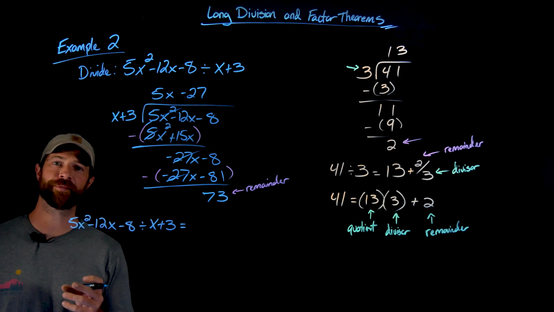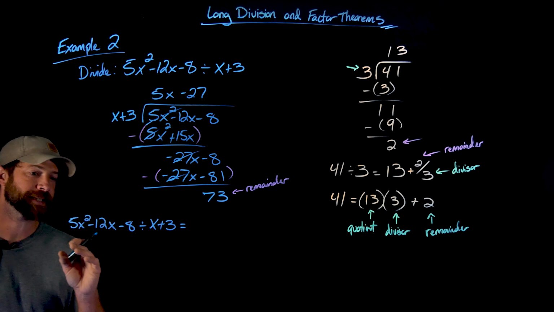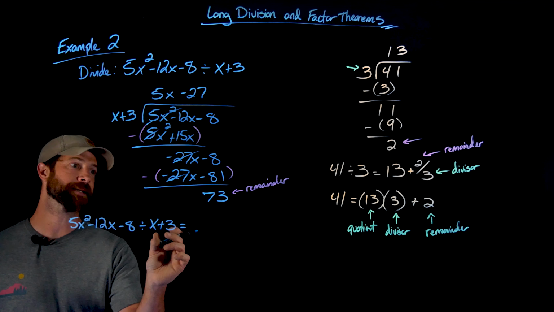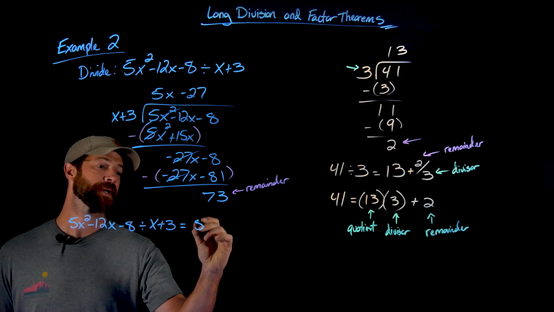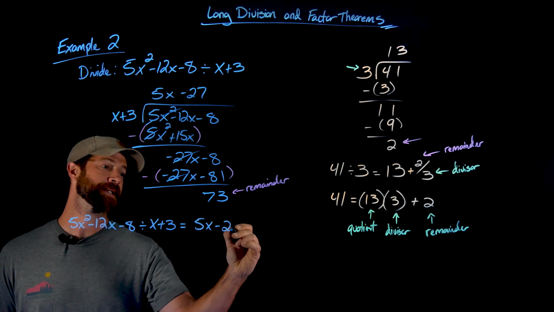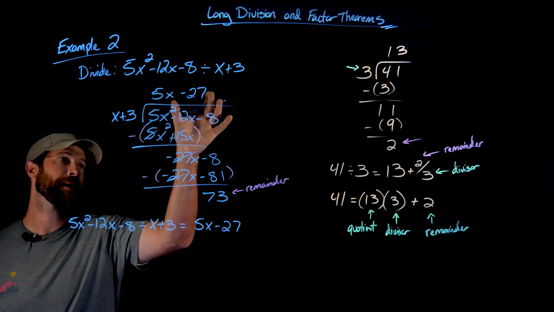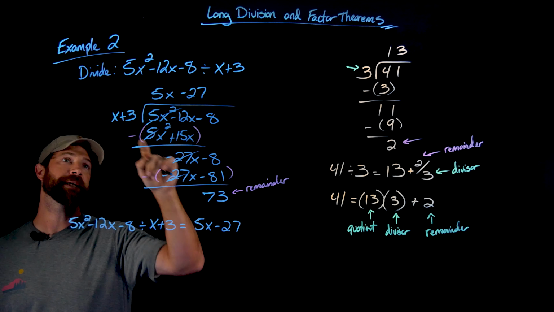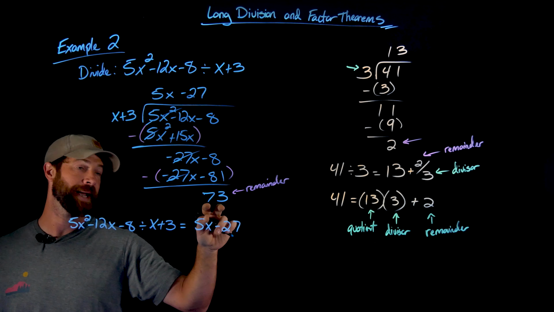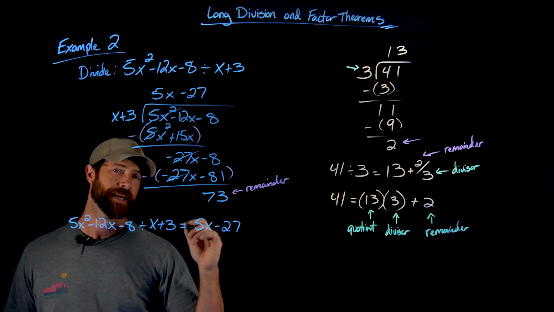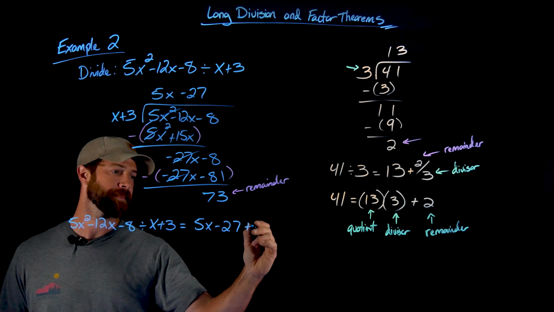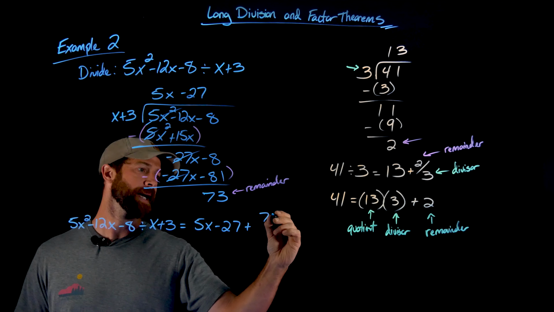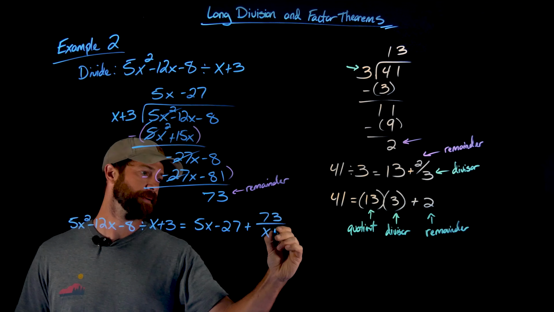So then, one way of writing what I've just discovered is that 5x squared minus 12x minus 8 divided by x plus 3 equals 5x minus 27. So this is that quotient I have right here. And then I can write the remainder as 73 divided by my divisor. So my remainder divided by my divisor. Importantly, with polynomials, I do need to make sure I separate these with an addition, make that explicit. And I could write that just like this.